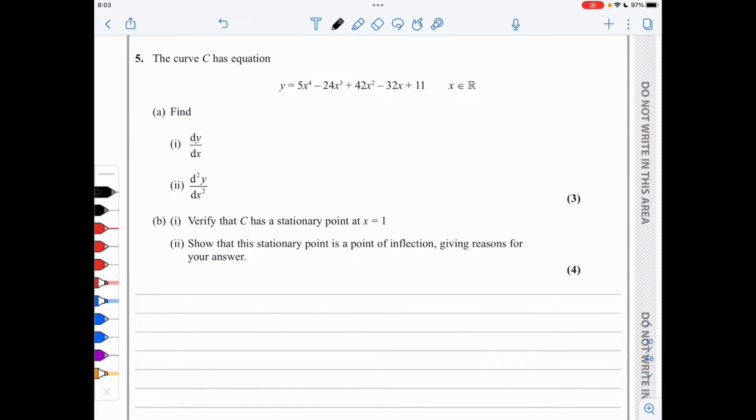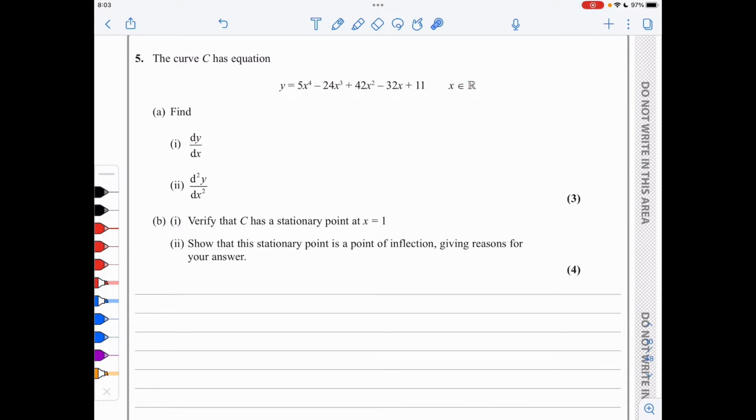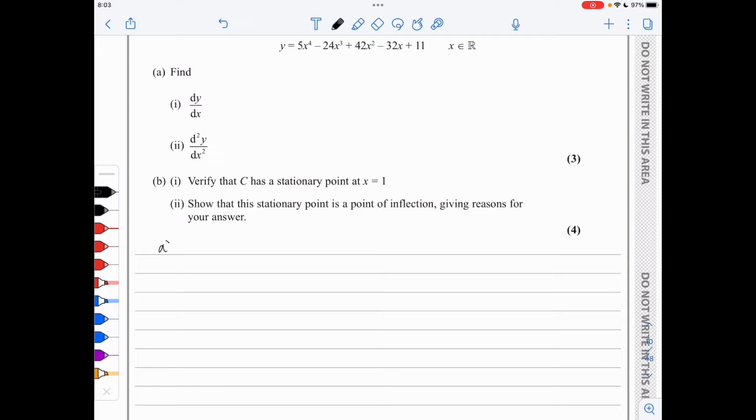Question 5, we've got this curve C. It's actually a quartic in x. We need to find dy/dx and then d2y/dx squared. So simple differentiation here. For dy/dx, we bring the power down and deduct 1 from the power. So it is 5 times 4, 20x cubed minus 72x squared plus 84x minus 32. And then a further differentiation for the second derivative, d2y/dx squared is 60x squared minus 144x plus 84. So this is the first and the second derivative.